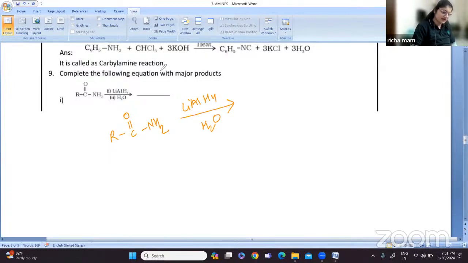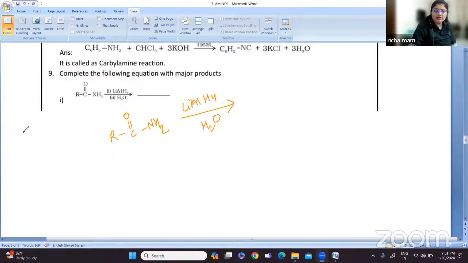Yes, what is the answer? When your amide reacts with lithium aluminum hydride and water. Okay, one answer. Vedvati has answered. What about others? Vedvati has given a correct answer.